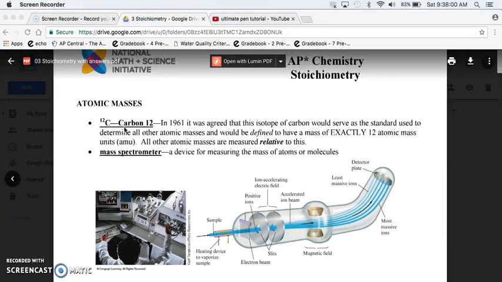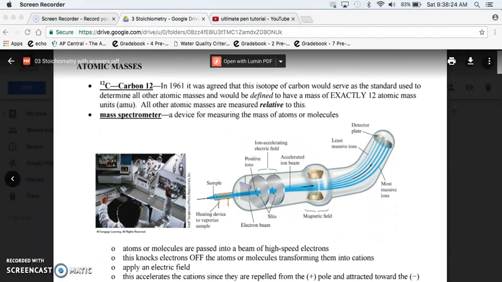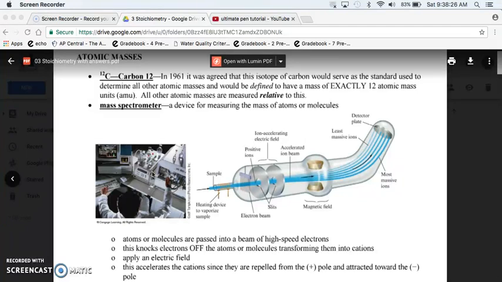However, you can have more or fewer neutrons. So carbon-12 has 6 protons and 6 neutrons, and we have defined it to have exactly 12 atomic mass units. So its mass is 12 by definition. We've defined it that way. All other elements' masses are defined based off of this one. Okay. The way we figure out an element's mass is with a mass spectrometer.